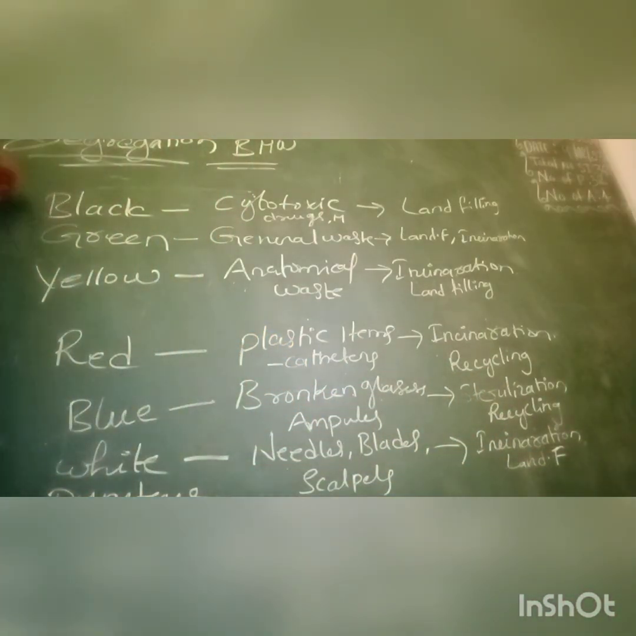These are mainly, how many types are there? 1, 2, 3, 4, 5, 6. 6 types of segregation are present in the hospital setup. The first one is black, all the cytotoxic drugs go into the black. Green, general waste. Yellow, anatomical waste.